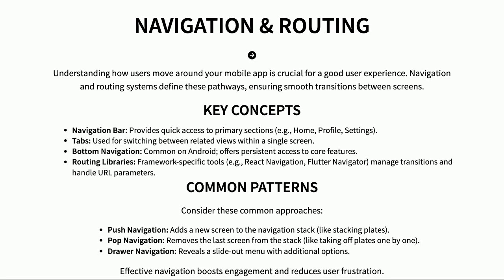Okay, let's talk about getting users around your mobile app, specifically navigation. Think of it like the roadmap for your app. We have things like a navigation bar at the top to quickly jump between main sections, or tabs that let you switch between related views. Frameworks often use routing libraries to handle these transitions smoothly. Different approaches, like push and pop navigation, determine how screens are added and removed from the user's view. A well-designed navigation system keeps users engaged and makes it easy for them to find what they're looking for.